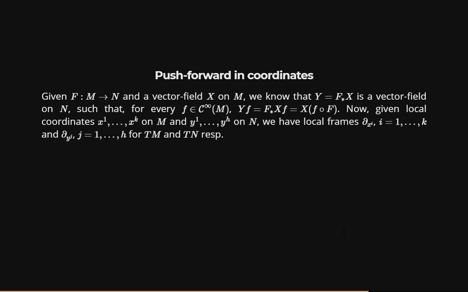Now, push forward in coordinates. So if you take f and the vector field x on M, you push it forward, you apply the differential of f, and you get y equals f star of x. And you know that this relation holds: if you apply y to any function, you are applying x to the composition. Now you can take local coordinates on M, local coordinates on N, and you have local frames, the xi and the yj. I'm using x and y to distinguish the two local frames.